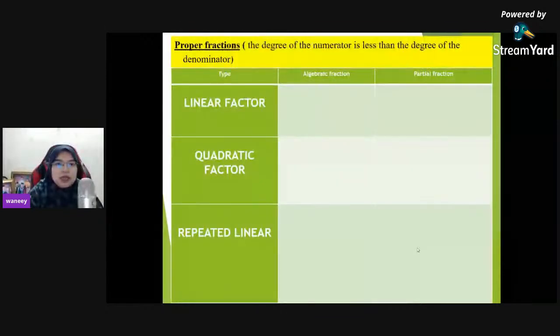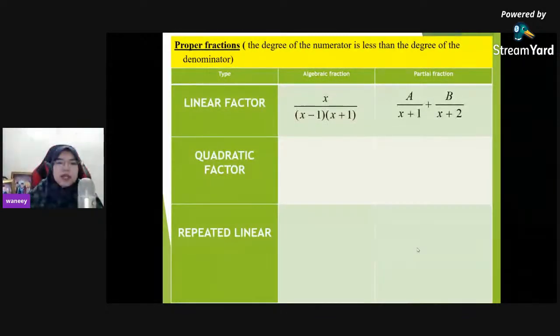Okay, so now for proper fractions, how do we do the partial fractions? Basically, if we have a distinct linear factor, then we are going to use some constant up here. So if, let's say, we have x minus 1, x plus 1, then it will become a constant over x plus 1, a constant over x minus 1.